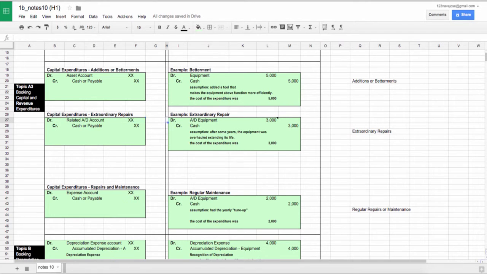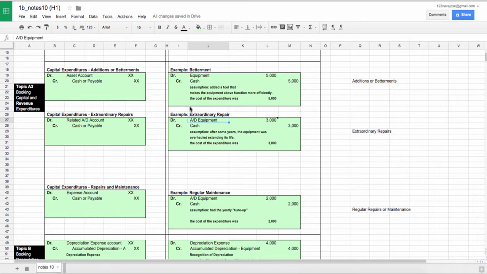So here, for example, I show you that if I spend $3,000 for the overhaul of an engine or the overhaul of a piece of equipment, and that will lengthen or extend the life of the asset, I will debit the AD equipment account for the amount of the expenditure. That will have the effect of reducing the AD account, which also means it will increase the book value, so more to depreciate over the remaining useful life of that asset.